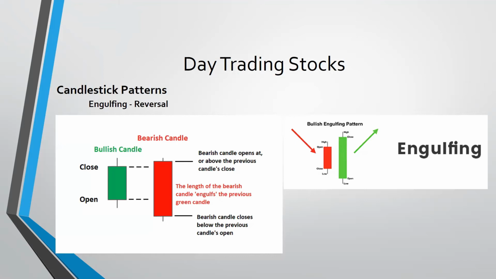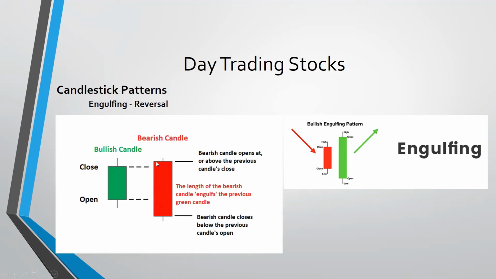The next pattern is an engulfing pattern. Like the harami, this pattern also occurs over two candles. There can be bullish engulfing patterns and there can be bearish engulfing patterns. This is a bullish engulfing pattern. This is a bearish engulfing pattern. In the bearish engulfing pattern, the bearish candle, which is the red candle, overpowers the bullish candle. In other words, the body of the bearish candle completely covers the body of the bullish candle.